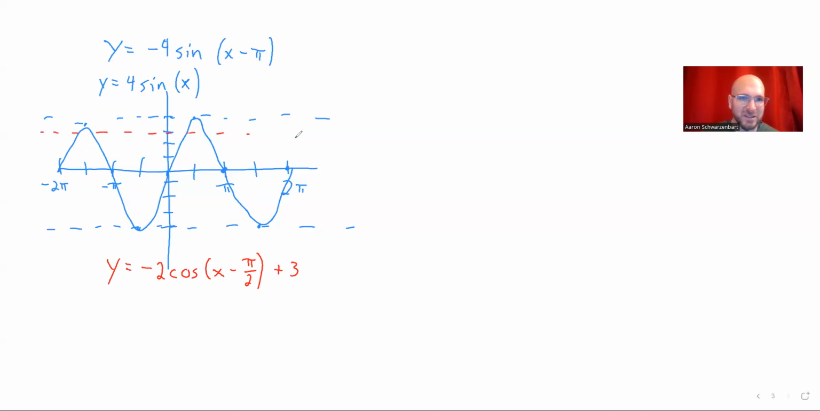So start with my midline of 3. Amplitude is still 2, even though it's negative. I still go up and down 2. The negative just affects the starting position. So now I'm shifting right pi over 2. And the negative reflects over that midline, so it starts down. So negative cosine starts down instead of up, goes middle, up, middle, trace it backwards.